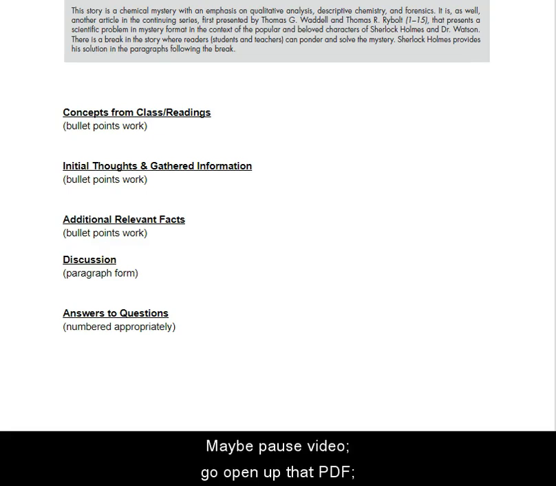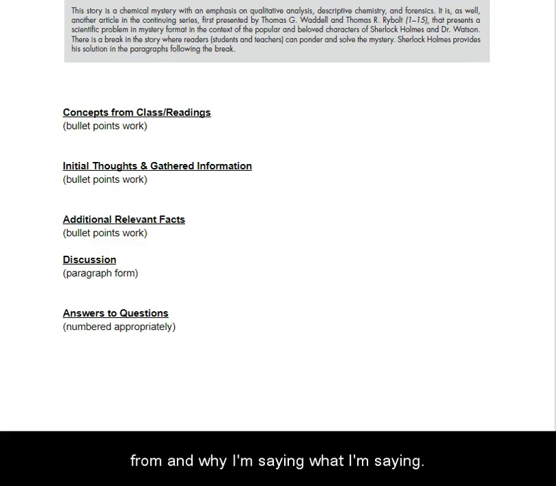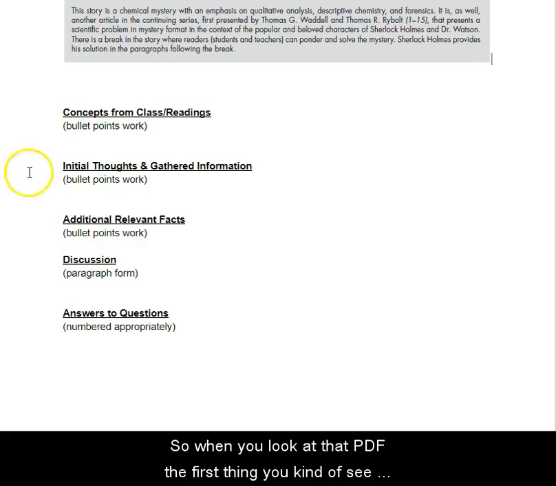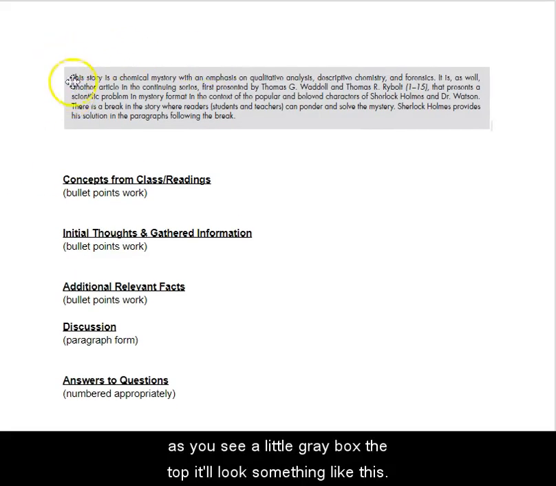So maybe pause this video, go open up that PDF, take a look through it so that what I'm talking about isn't like, what? So you can actually understand where I'm coming from and why I'm saying what I'm saying. When you look at that PDF, the first thing you see is a little gray box at the top. It'll look something like this.